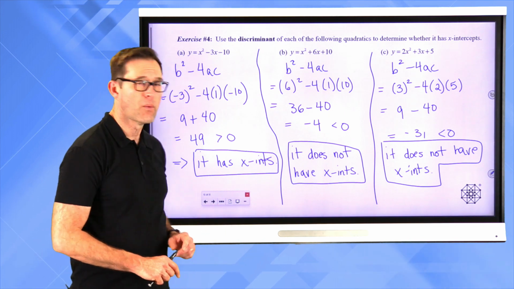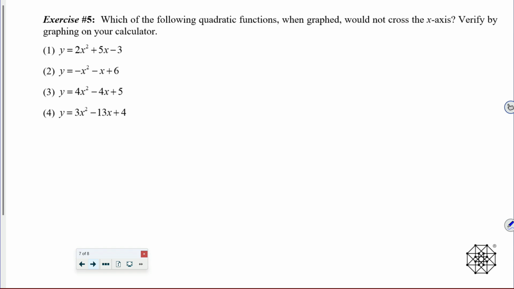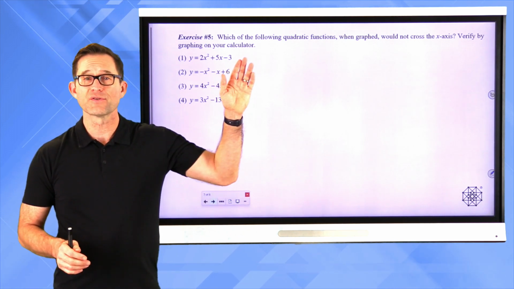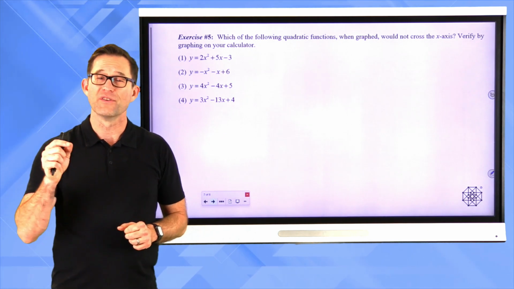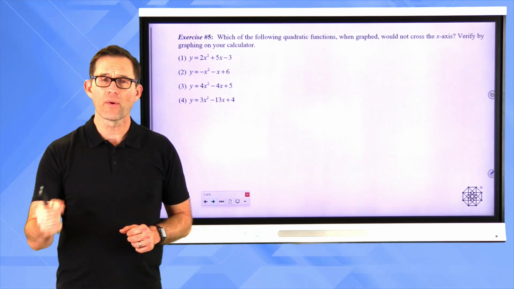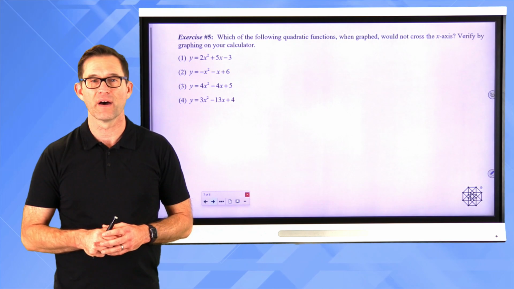Let's take a look at one final problem. Exercise number 5. Which of the following quadratic functions, when graphed, would not cross the x-axis? Verify by graphing on your calculator. The key here will be to calculate the discriminant for each one of them and find the one where the discriminant is negative. So what I'd like you to do now is play around with all of these and see which one has a negative discriminant value.